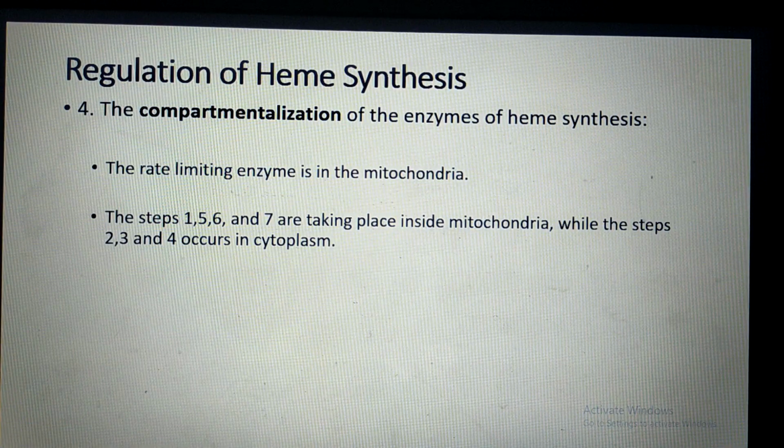Next, regulation of heme synthesis is by compartmentalization. Compartmentalization means different enzymes of different steps of heme synthesis are present in two different compartments. Some are present in mitochondria and some are present in cytoplasm. For example, the enzymes of steps 1, 5, 6, 7 are present in mitochondria, whereas the enzymes of steps 2, 3 and 4 are present in cytoplasm.